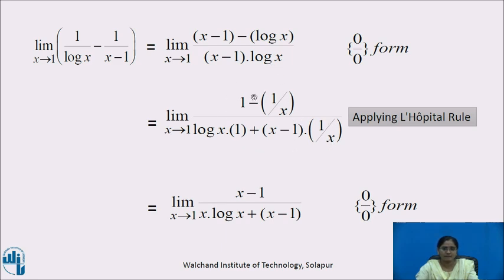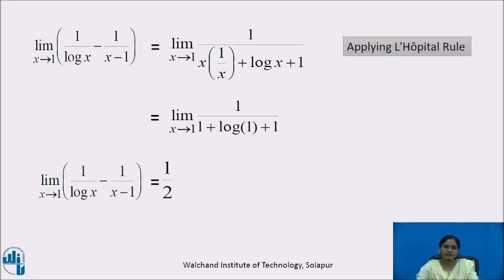Now simplify this term. You will be getting limit x tends to 1, x minus 1 upon x into log x plus x minus 1. Now substitute the limit. What are you getting? This 1 minus 1 will be 0. Again 1 into log 1, again 0, plus 1 minus 1 is 0. Again you are getting this as 0 by 0 form. Means here g dash of a is 0. So again you need to differentiate this, f dash of x and g dash of x separately.